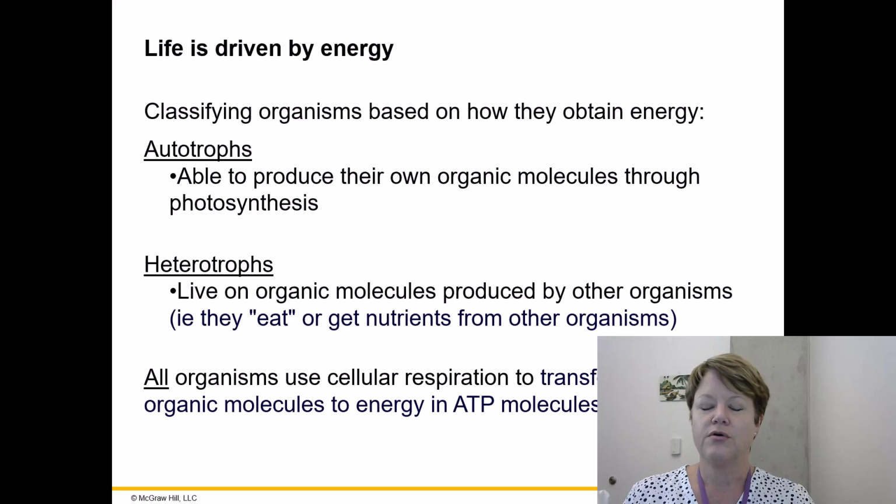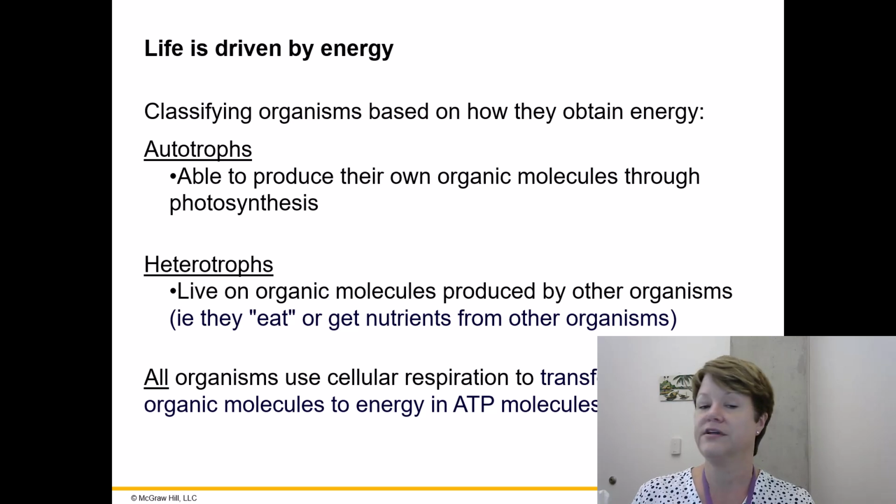All right, so life relies on energy transfers and transformations. And we said that one definition of death is that there's no longer any energy being transferred or transformed in the cell or in the organism. So life is driven by energy, and different kinds of organisms get their energy different ways. Autotrophs build their own organic molecules by a process called photosynthesis. Heterotrophs have to eat other organisms to get their organic molecules.